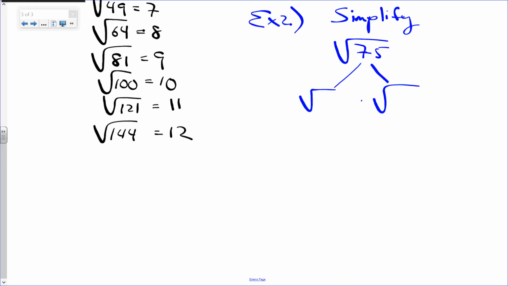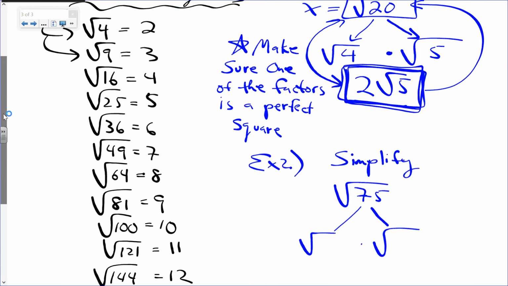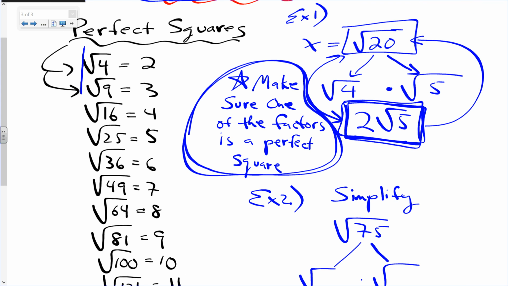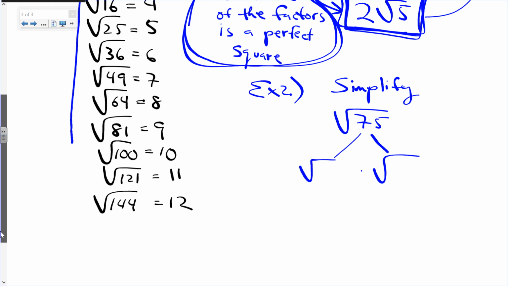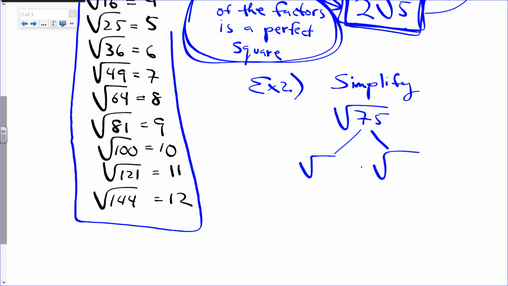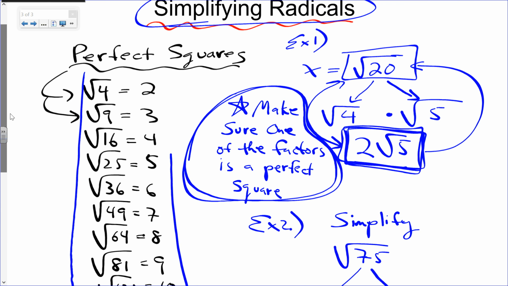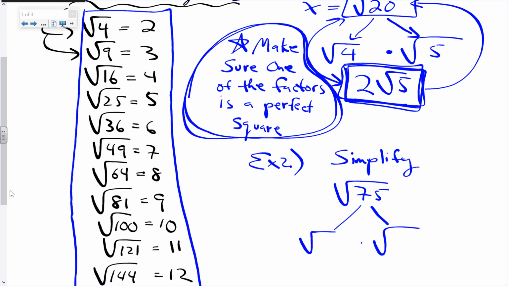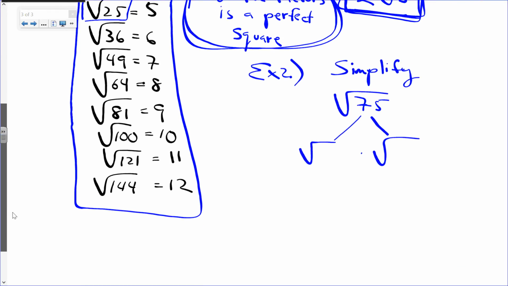Square root times the square root. Now remember what I have to remember from example 1. I have to make sure, between the factors I pick, that one of the factors is a perfect square. So from my list here, which ones are factors of 75 and making sure one of them is a perfect square? 25, huh? 25 right here is a factor of 75. So that's one of the factors I'm going to pick.